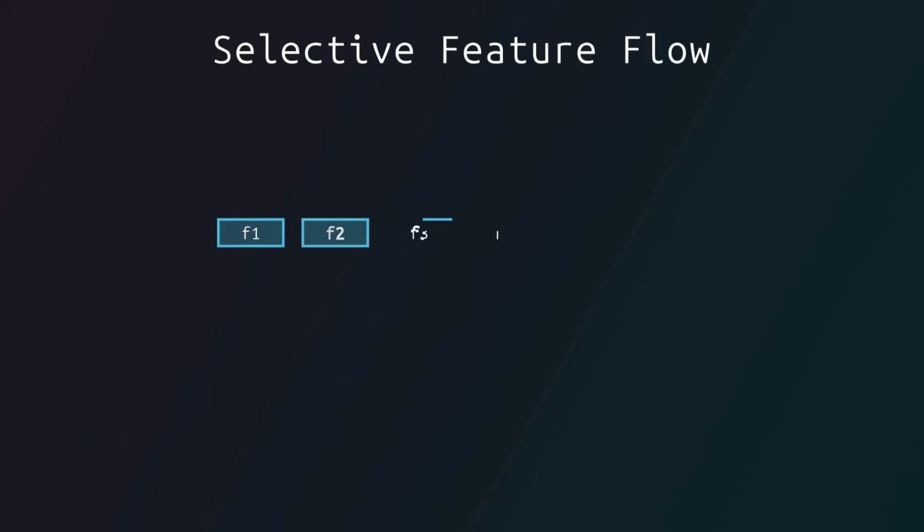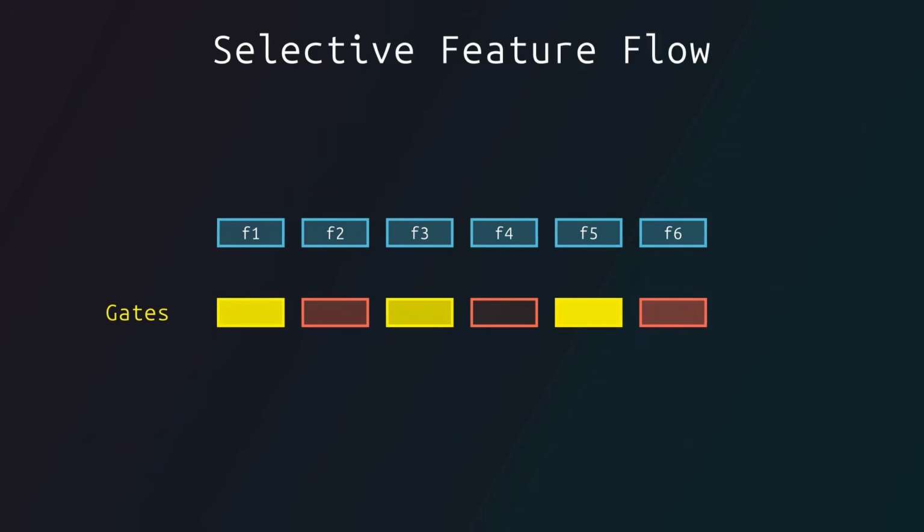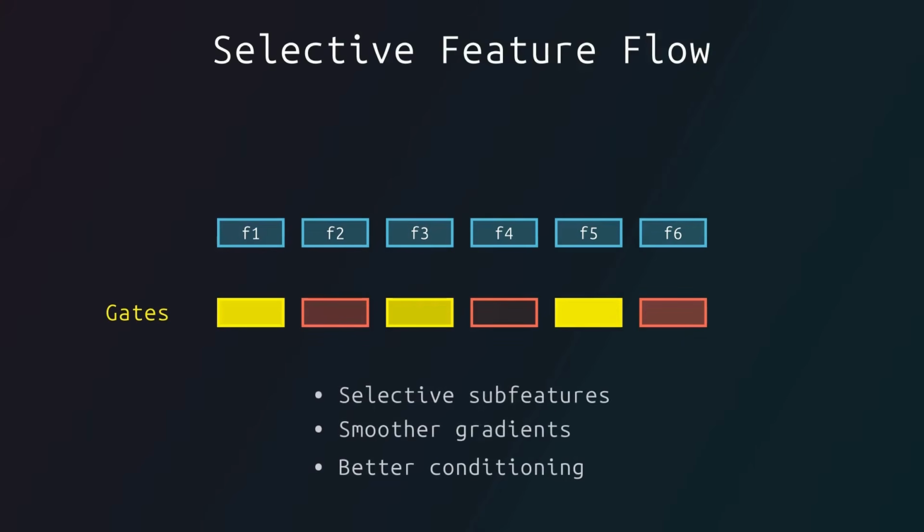Why does gating help? Think of each dimension as a feature lane. Without gating, every lane gets transformed by the same curve. With SwiGLU, the gate can open some lanes wide and close others down, letting the network select subfeatures dynamically. SiLU also provides smoother gradients than ReLU, which improves conditioning during training. The result is a more expressive FFN that doesn't cost you extra FLOPs.